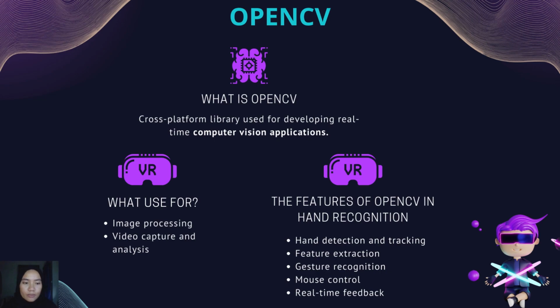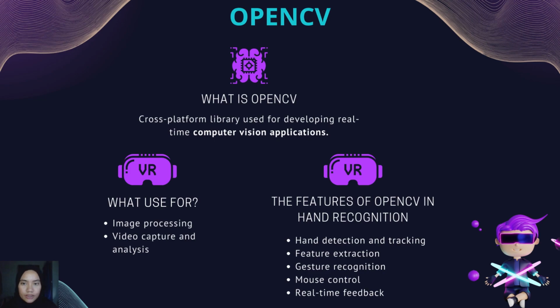Next, OpenCV also enables the mapping of hand movements to mouse cursor movements. By translating the detected hand position and gestures into corresponding mouse actions, virtual mouse control can be achieved. The PyAutoGUI library that we use in our Python code is often paired with OpenCV for mouse control based on hand gestures.